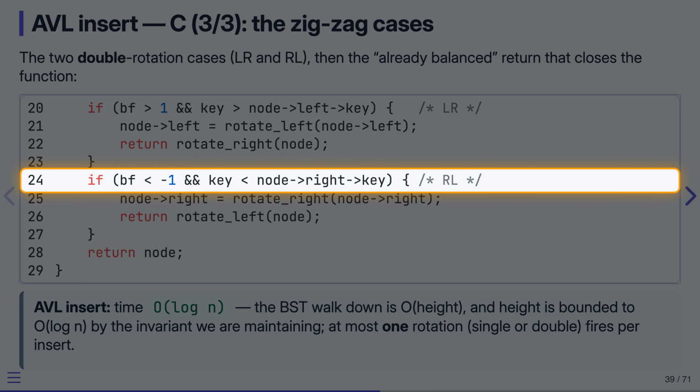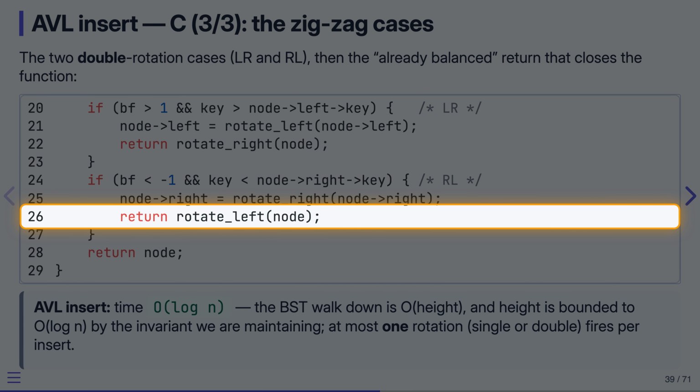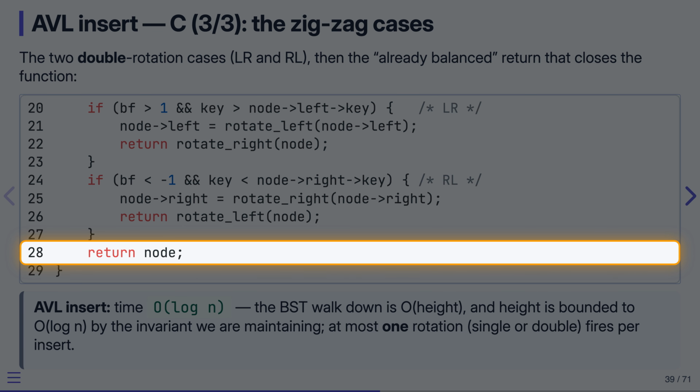The last case is the mirror. The balance factor is less than -1 and the key went to the left of the right child. That is right-left. We rotate the right child to the right. Then rotate this node to the left. And if none of the four checks fired, the node is already balanced, so we return it unchanged.